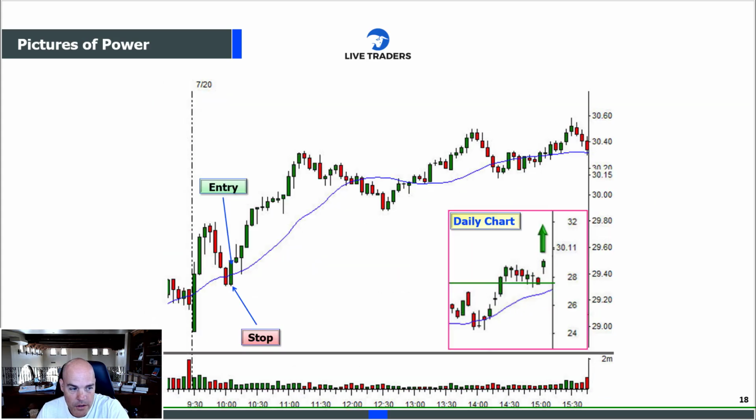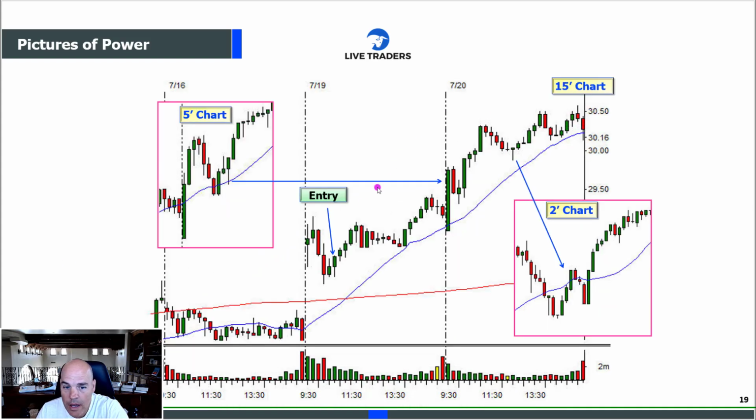It all started with this daily chart. All right, this is very important. Please pay attention. It all started with this daily gap. And this daily gap, on the gap day, gave you a 15-minute buy setup, an opportunity to make money.